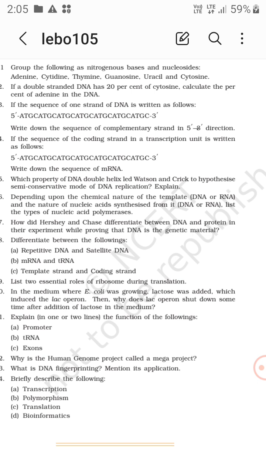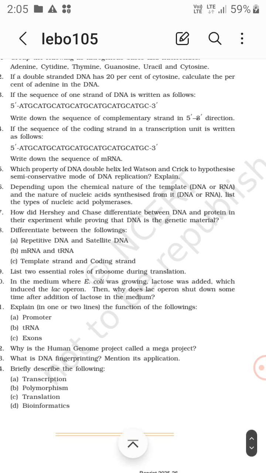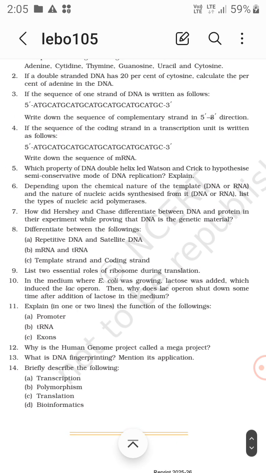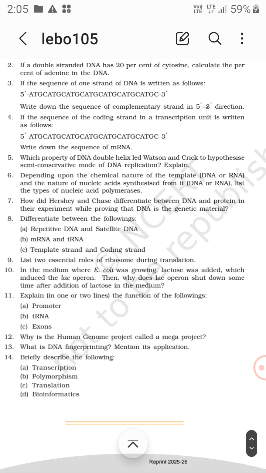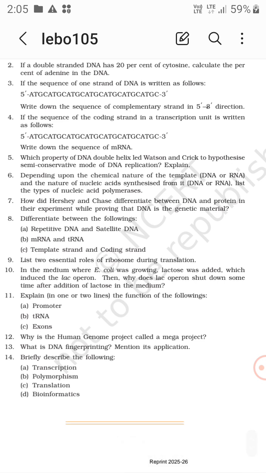It has the same sequence as that of the coding strand. If the sequence of the coding strand in a transcription unit is written as this one, write down the sequence of mRNA. It is the same, just replace the thymine, because thymine is not present in RNA. It is uracil. So AUGCA. Replace the thymine by uracil.